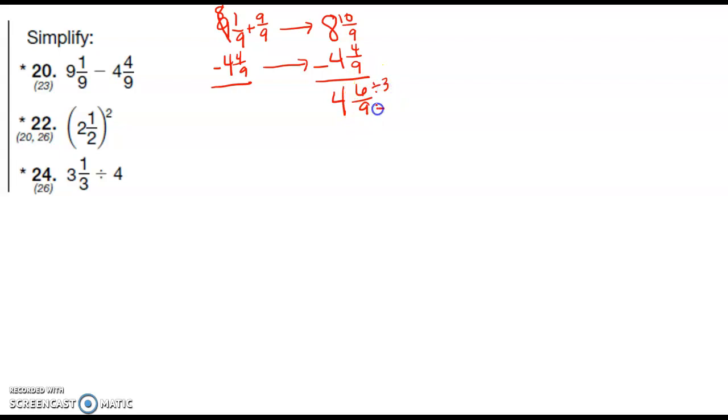So I'm going to divide by 3. My whole number remains the same, 4. 6 divided by 3 is 2. 9 divided by 3 is 3, and that's going to be my answer.